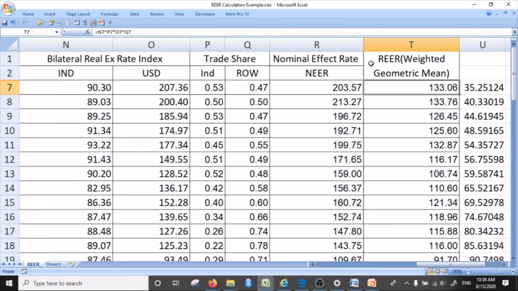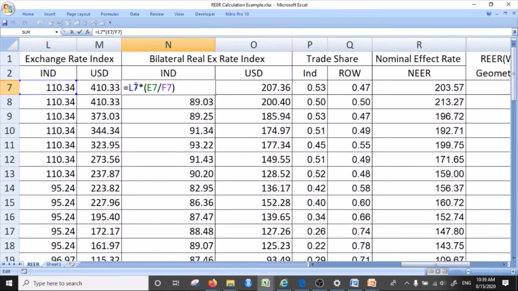Now the real effective exchange rate, which is also called REER, can be calculated as the inflation adjusted geometric average. As we talked earlier, it can be calculated as the geometric average of the bilateral real exchange rate index. Remember that we have already adjusted for inflation while calculating the bilateral real exchange rate index. To calculate the bilateral real exchange rate with India, we just multiply the exchange rate index with India by the ratio of domestic price level over foreign price level. And for the exchange rate index with US dollar, we multiply the exchange rate index by domestic inflation and divide it by foreign inflation.